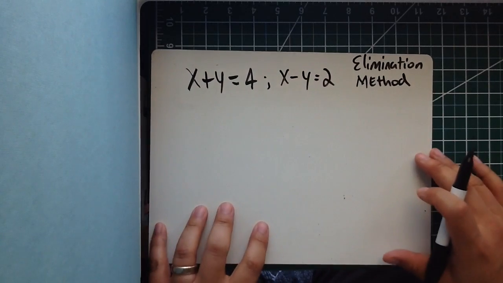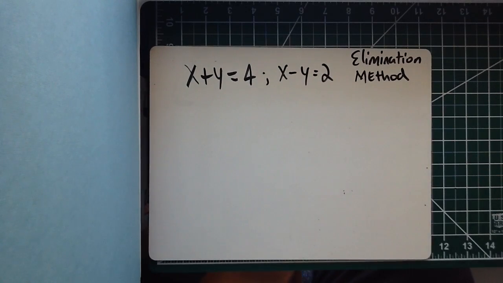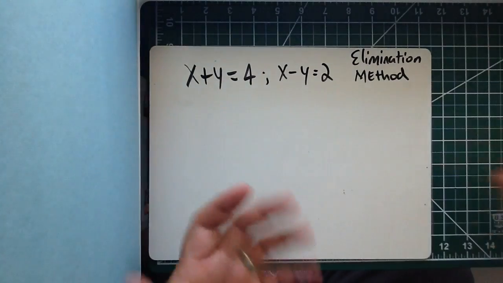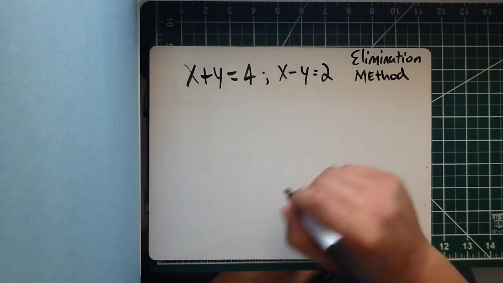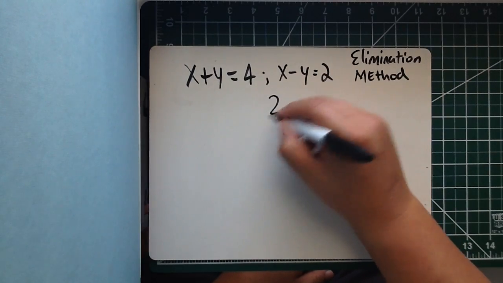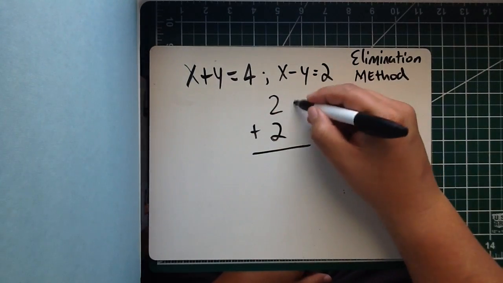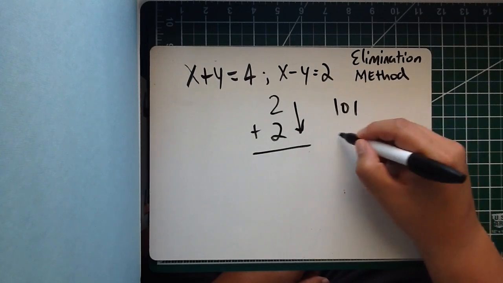But what happens when I have a pair of equations that are in standard form and they look like this? I can't use the other two methods, so what can I use? So we're going to use the idea of adding vertically, right?